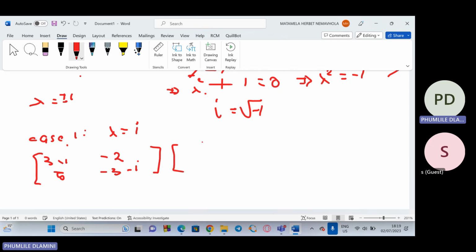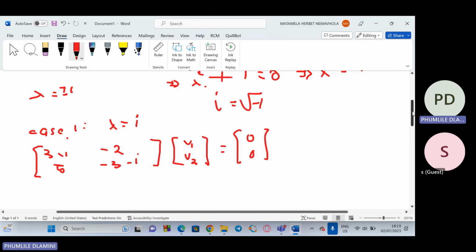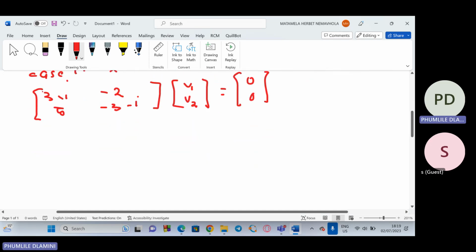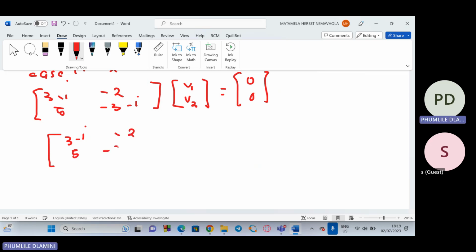This one here, we just want to find the value. It's the same way we did before when we substitute lambda. Then we know that we can find V1 and V2. Then we also know that this is going to be equal to 0. So when we find this one, the same way we did before, you can write it in terms of Gaussian elimination. Then when we do it, you will see that we have 3 minus i, 5, and minus 2, minus 3 minus i, equal to 0, then we can try to solve this matrix.